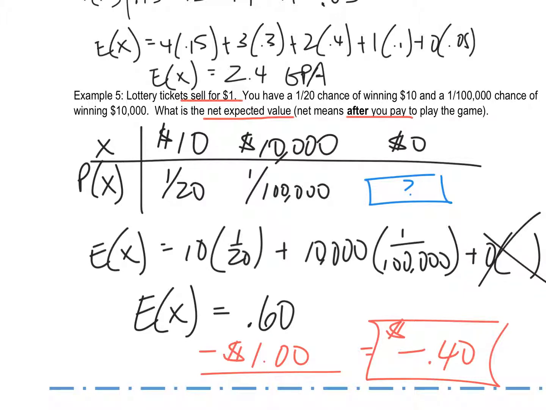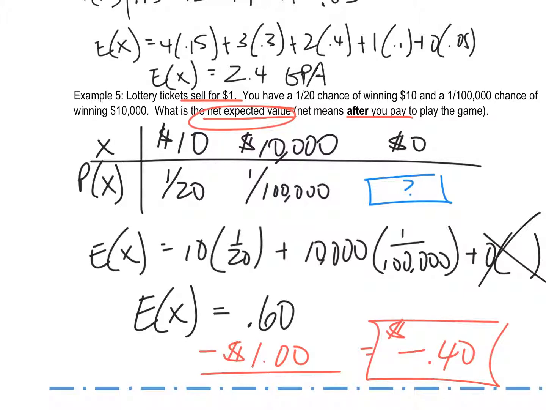So just make a major note here to make sure that you understand what net expected value is. That means you have to subtract the amount of money that you paid to play the game or buy the ticket or whatever. So net means after you pay. So subtract that $1 away or however much money you spent, and that ends up being your net expected value, okay? So hopefully that made sense.